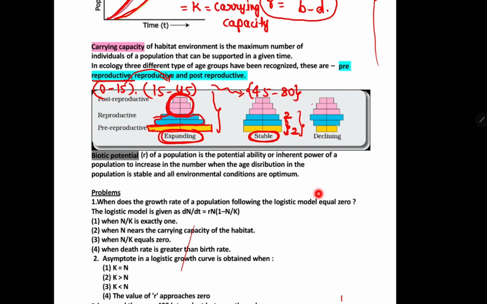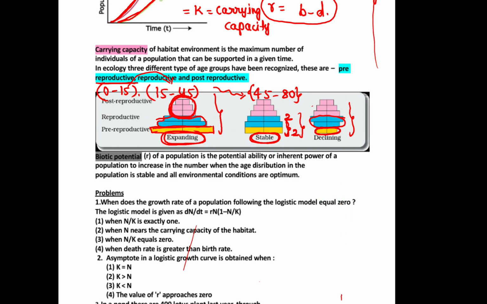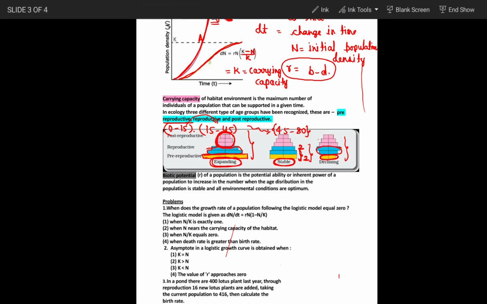The next type of population is the declining population, where the number of individuals in the pre-reproductive phase is lesser as compared to the reproductive phase. So this population will decline in future. For example, the Norway population, the Japan population, the Korea population. People are not interested in reproducing, so the population is going to decline. Bro, create some love in their hearts so they can marry and reproduce.